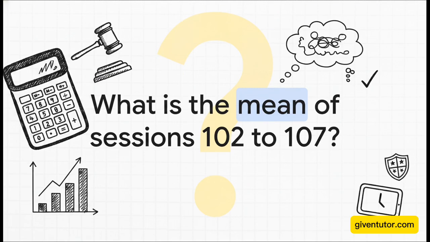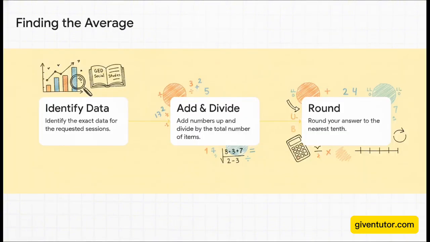And hey, remember, you're actually allowed to use a calculator on the social studies test. So the crucial point here is knowing the step-by-step technique to find an average. Step 1, identify the exact data for those requested sessions on the chart. Step 2, add those specific numbers up and then divide by the total number of items you just added together. Step 3, simply round your answer to the nearest tenth, just like they asked. It's really just a straightforward formula applied directly to the visual data right in front of you.